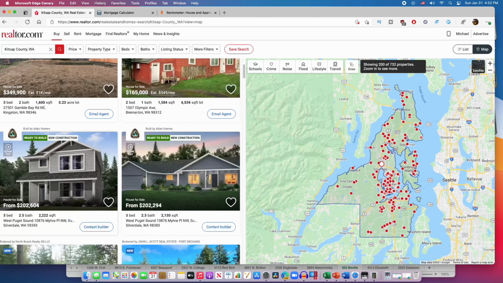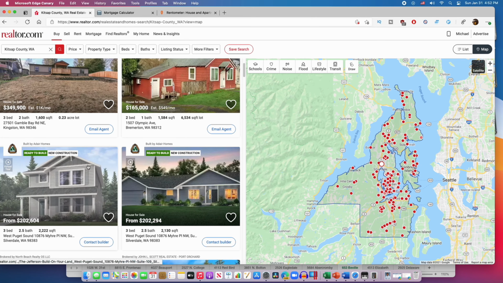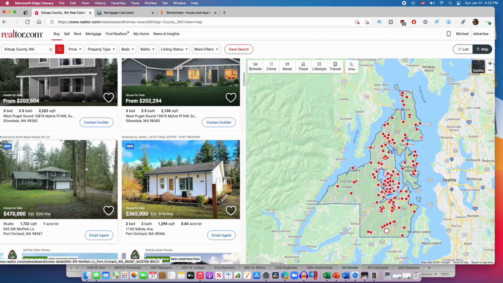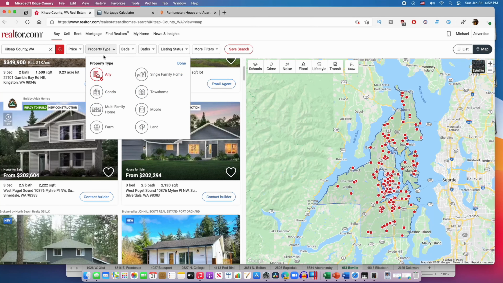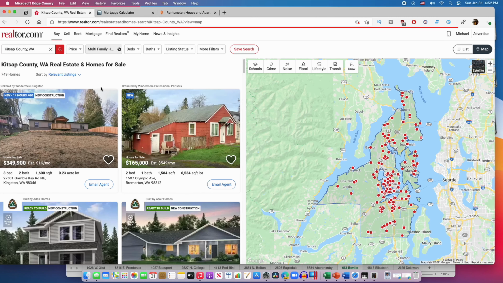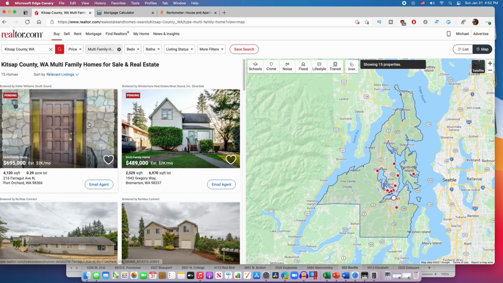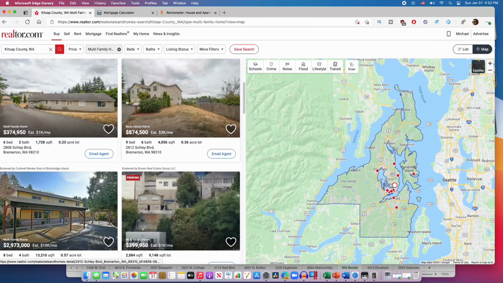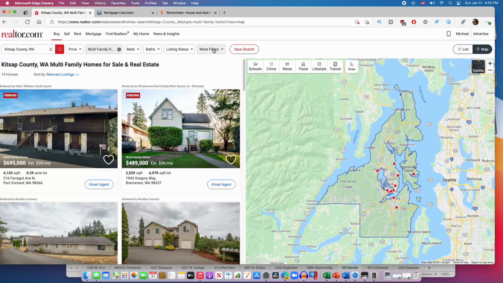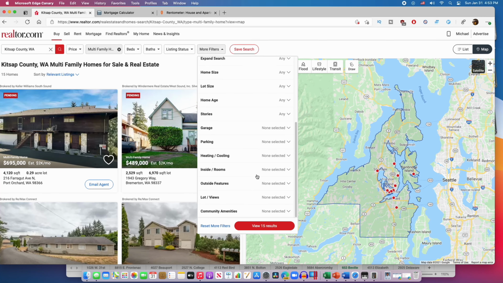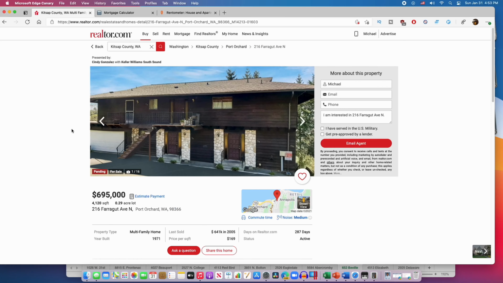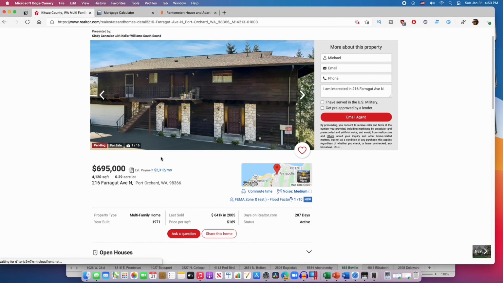But let's say that my budget is 500,000. So I see we didn't change the filter. So we're going to change the filter here to a multifamily home. And what we're going to do is hope that it has just 2 units. It's usually pretty simple to do that if you keep the price low. On realtor.com, I don't see a way to filter by units. What you can do is just look at the property whenever you take a look at it.